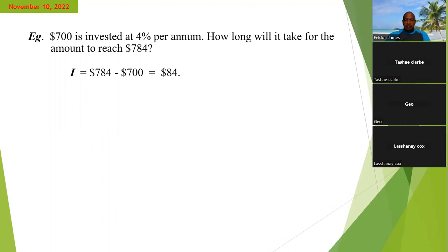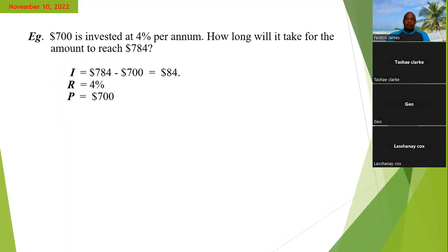What else do you identify from the question? You need to list what you have in terms of the question. What is given in the question? You know the principal and you know the rate. So you just list those, all right?